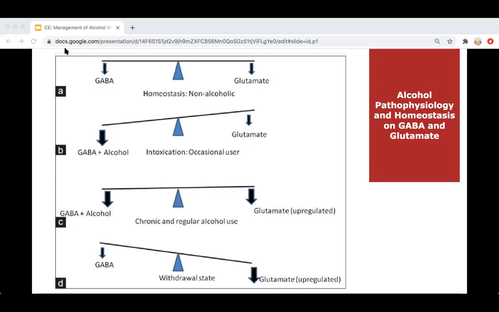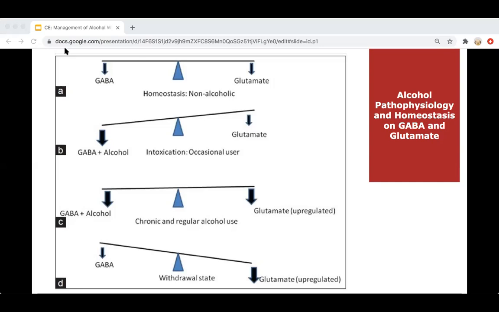The problem is with chronic and regular use of alcohol, because there's constantly alcohol binding on the GABA receptors, the body kind of compensates and says, okay, we have enough alcohol coming in, we can kind of downregulate our GABA receptors, but the body will also upregulate the glutamate receptors to counteract that. And this is just the way of the body to try to achieve that homeostasis that we had when we weren't drinking alcohol. This creates a problem if we have that withdrawal, if we stop the alcohol coming in.